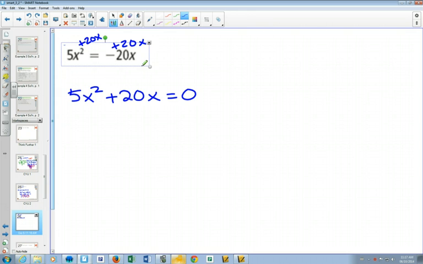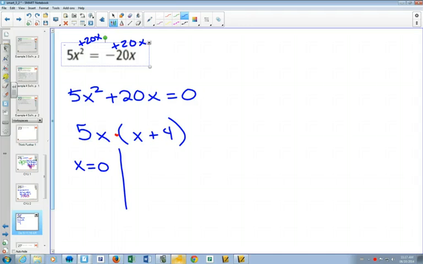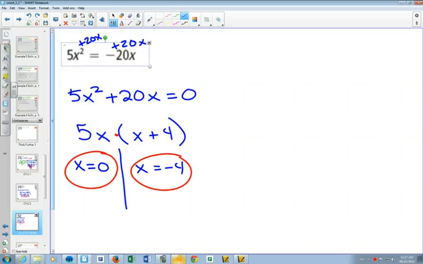Now I only have 2 terms. I'm going to look for greatest common factor first. I can divide both 5 and 20 by 5. And they also have an x in common. So I can pull out a 5 and an x, and I'd be left with x plus 4. Here's our multiplication, right? I split it right there. What would make the first one equal to 0? 5 times 0. So x could be 0. The second one, x could be negative 4. These are 2 answers. Both those answers are correct.